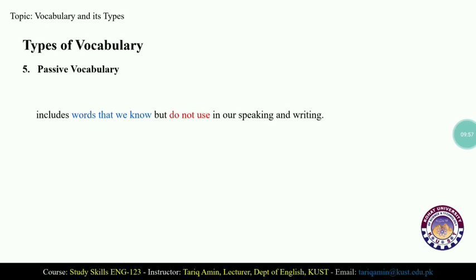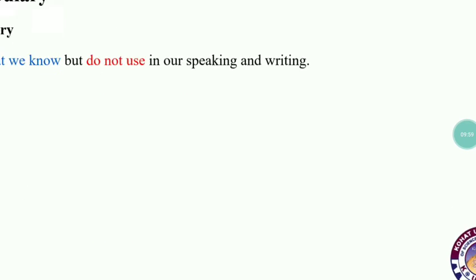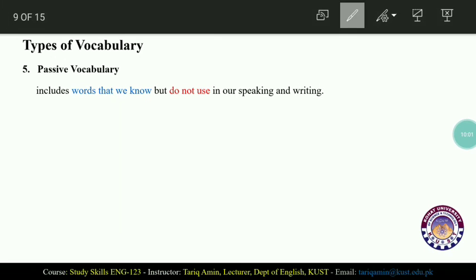Passive vocabulary. Let's discuss it. What is passive vocabulary? It includes words that we know but do not use in our speaking and writing. There are different words that we know but we don't use them in our speaking, and we don't use them in our writing as well. Such words that we know but do not use in our speaking and writing are part of our passive vocabulary.